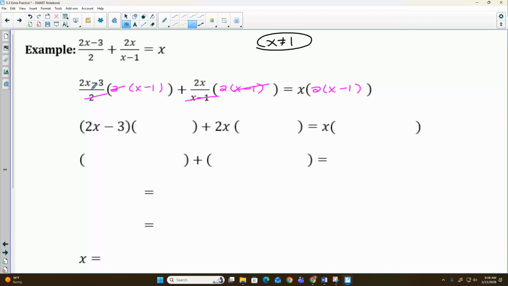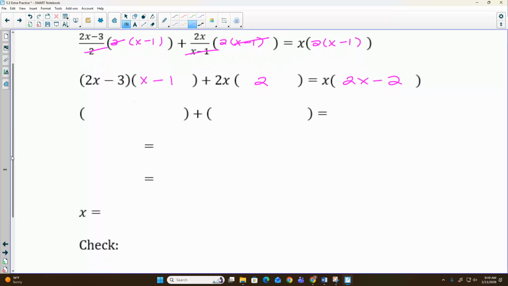So what we're left with is 2x minus 3 times the x minus 1, 2x times 2, and over here you would have x times 2x minus 2 if you distributed the 2's. So we look at what cancels out and what's left. Is that part okay? All right, from there, we have to start multiplying everything out.